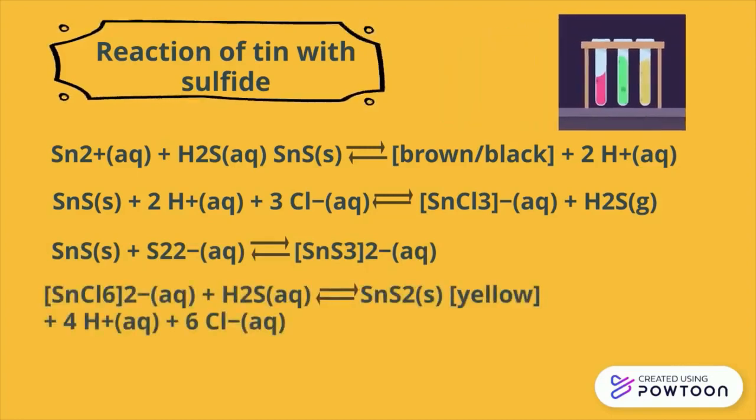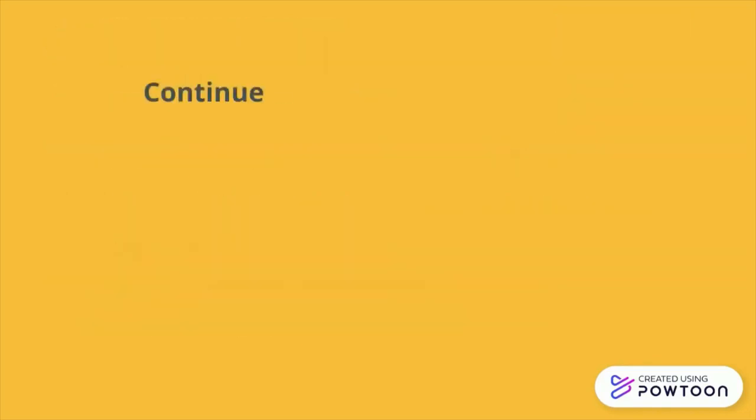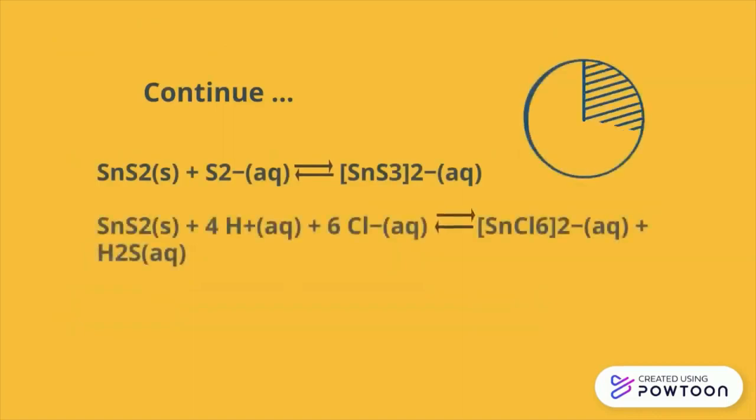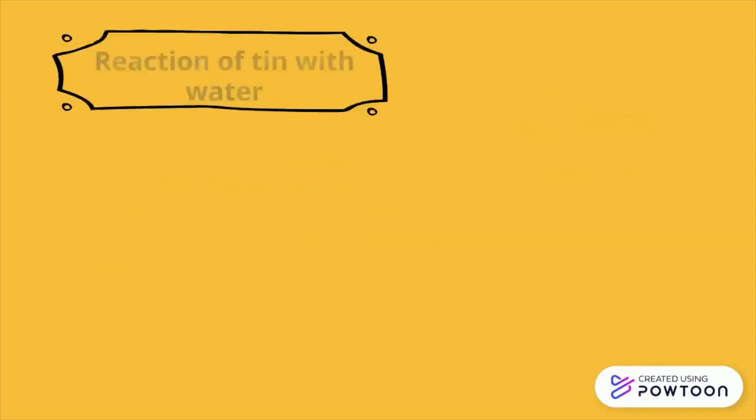Sn4+ is precipitated by hydrogen sulfide in moderately acidic solutions. The precipitate is dissolved in alkali metal sulfides, forming thiostannate ions, and in concentrated hydrochloric acid.